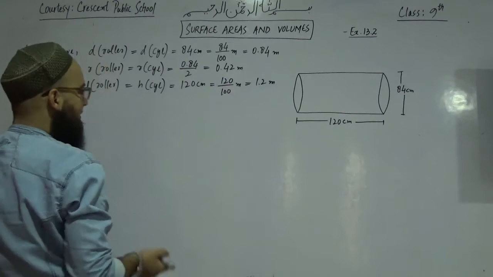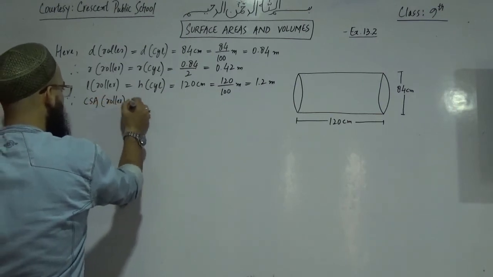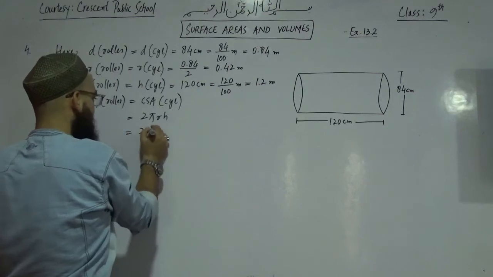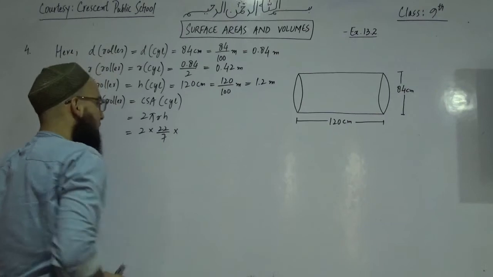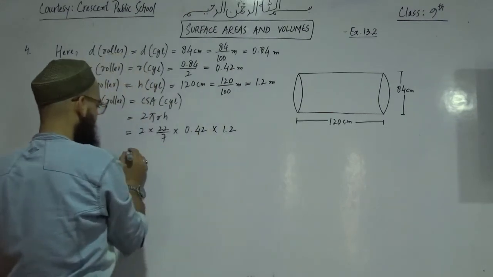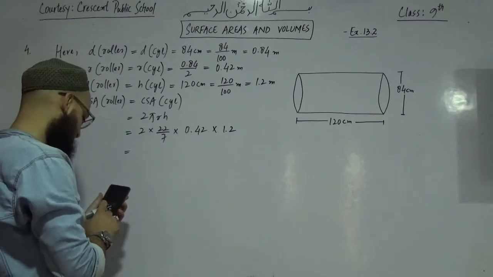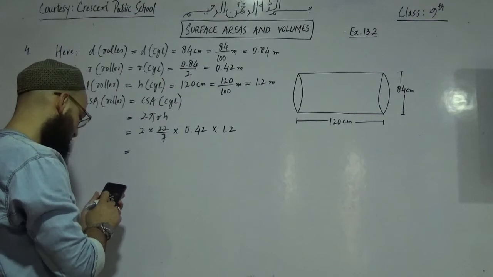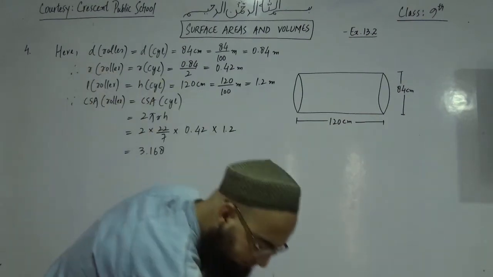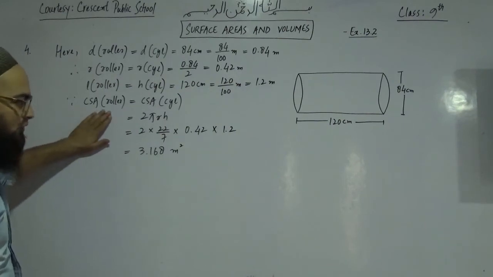Yes. Then you will find the curved surface area. CSA of roller is equal to CSA of cylinder. And CSA of cylinder, you know it's 2 pi r h. You know, 2 times 22 by 7, then times radius, radius is 0.42, then times height, that is 1.2. Let me solve this on the calculator. 2 times 22 times 0.42 times 1.2 divided by 7. So we get 3.168 square meter. That is the curved surface area of the roller.